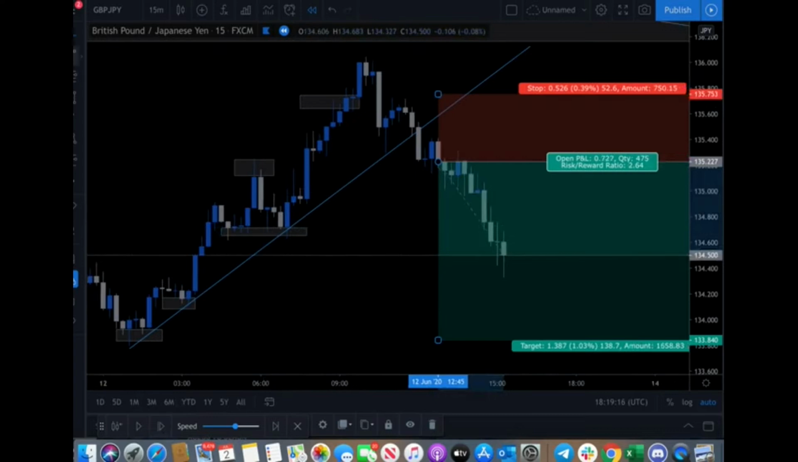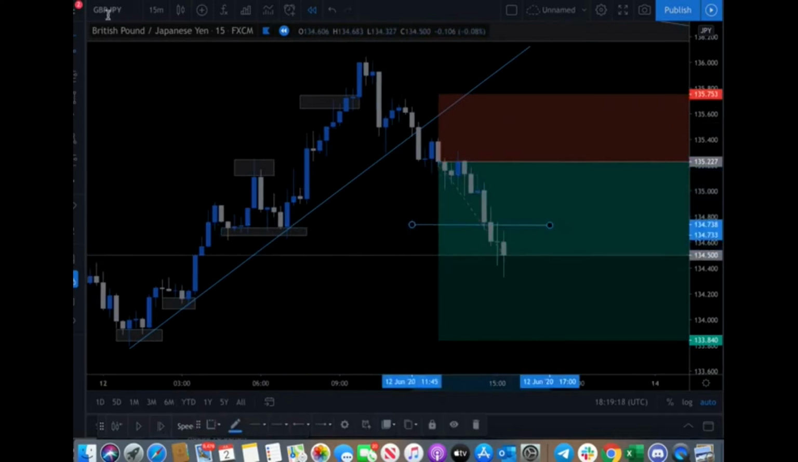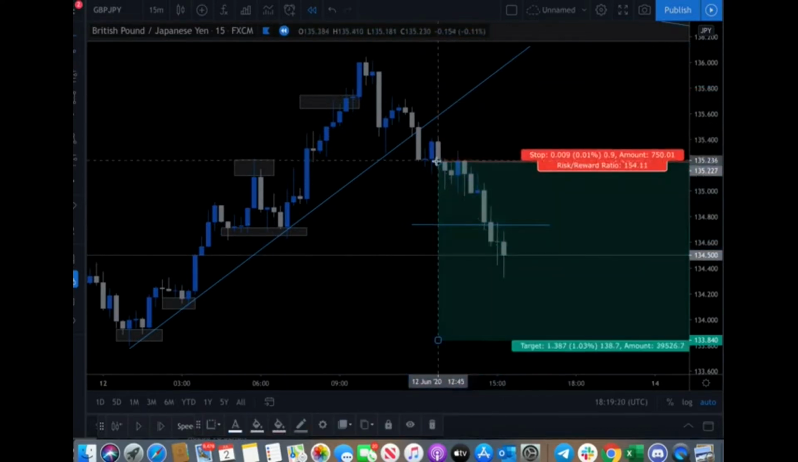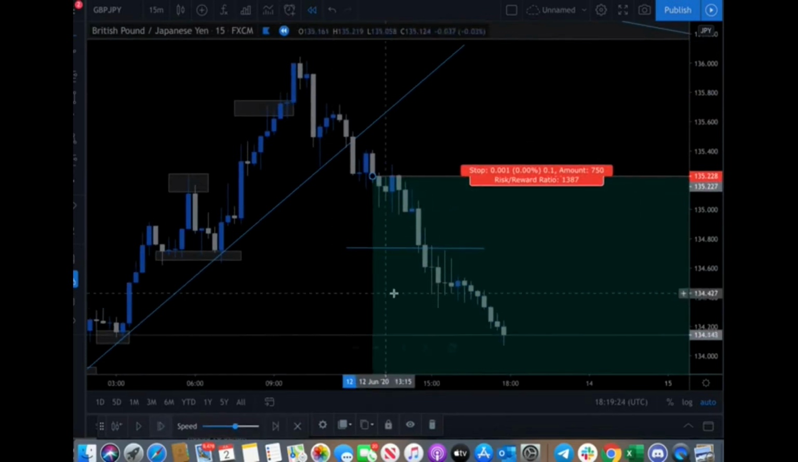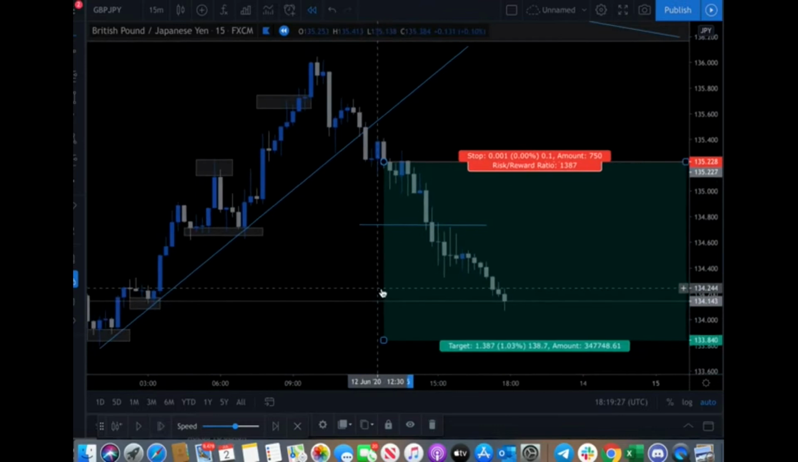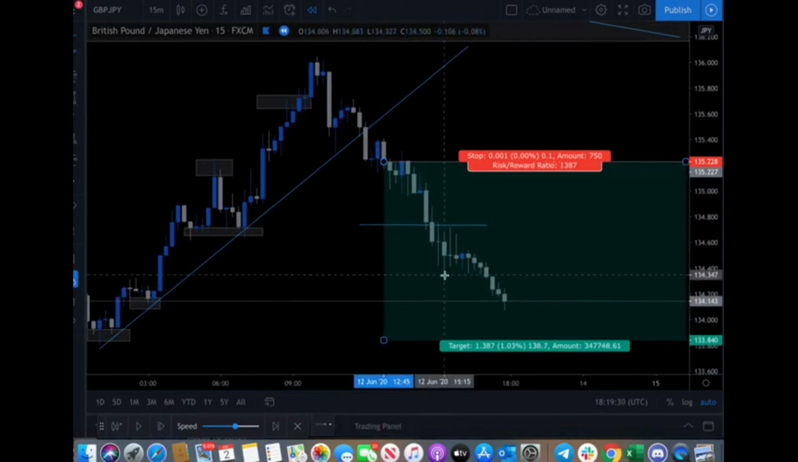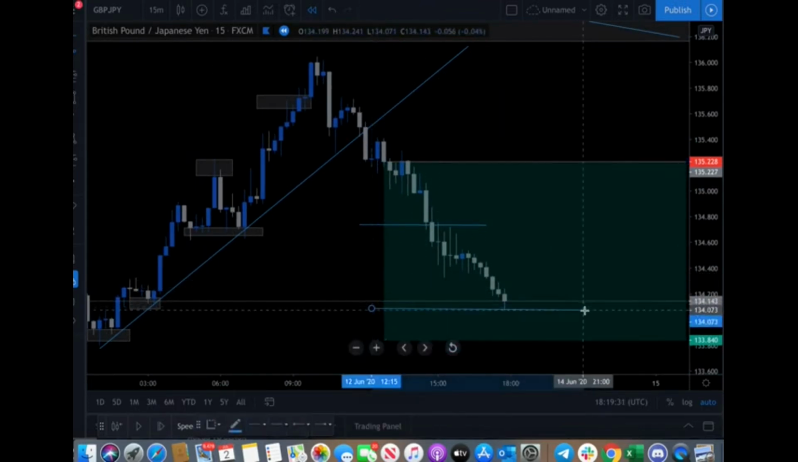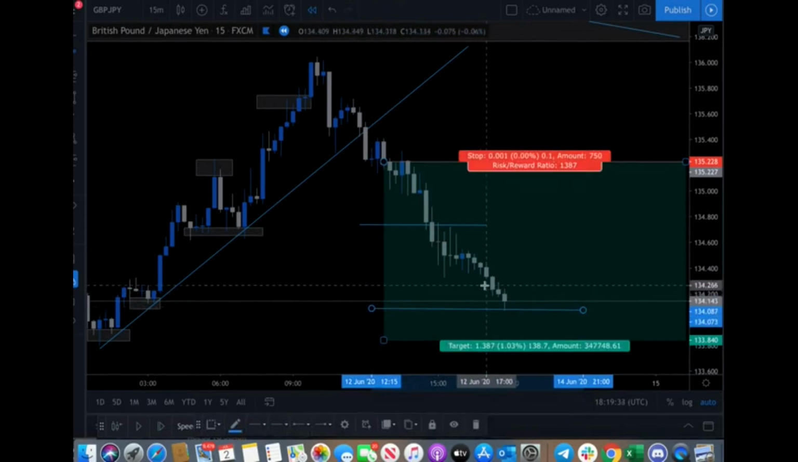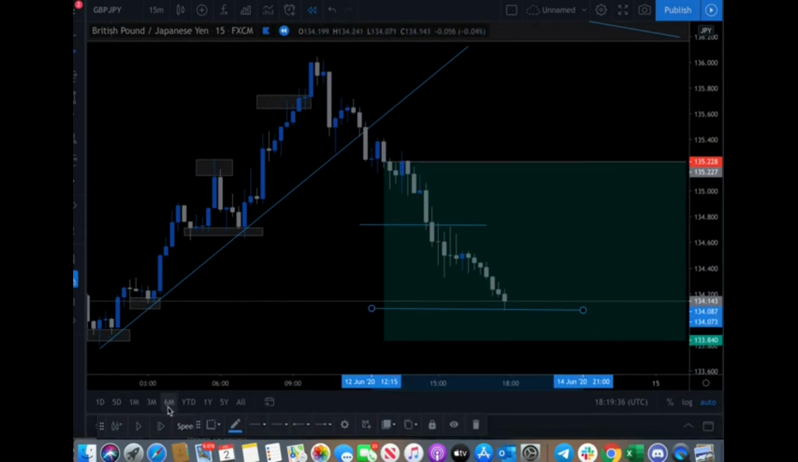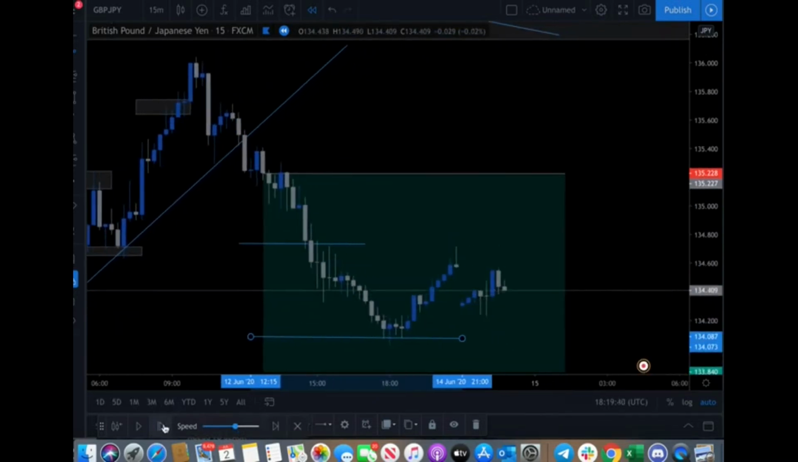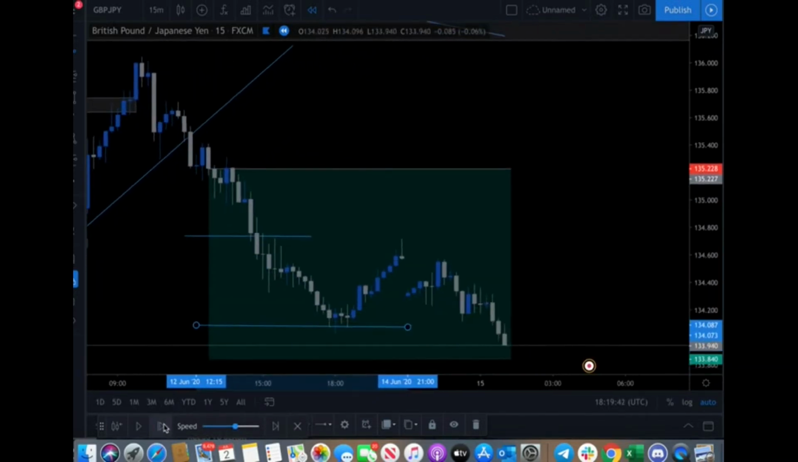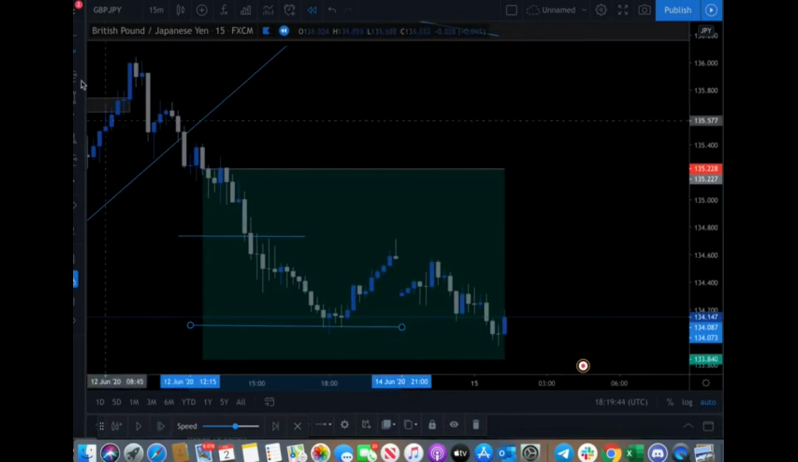Okay, price moved to 1-to-1, stops to break even, secure some profits, allow a runner to run. Okay, so that's pretty much TP hit, around a 2-to-1 right now. Going to secure some more profits, and then just allow another small piece to run. Okay, so that's pretty much TP hit.